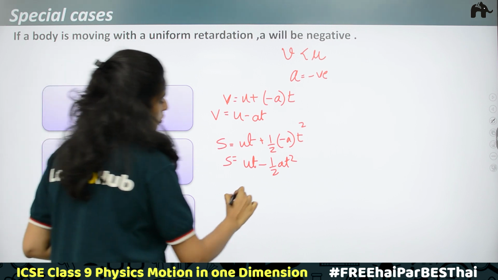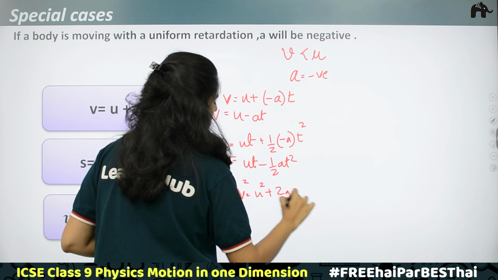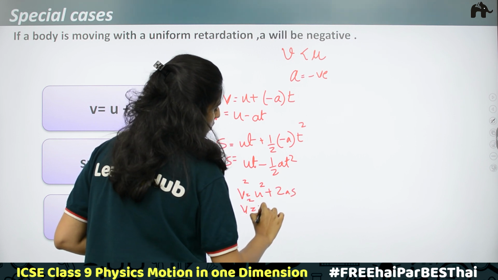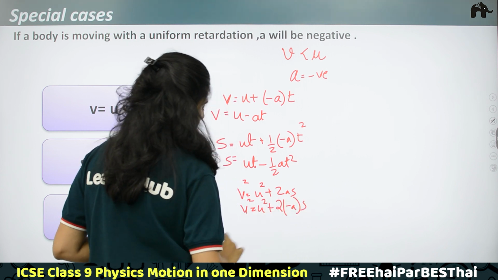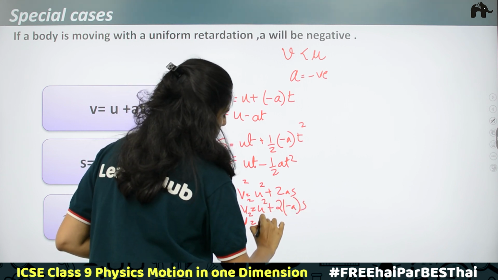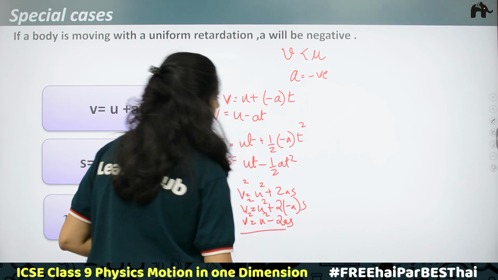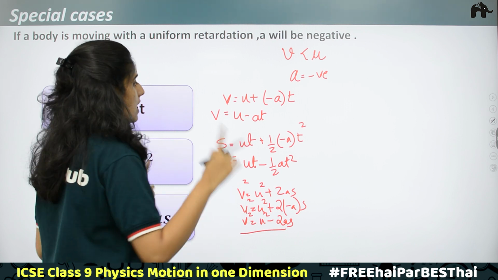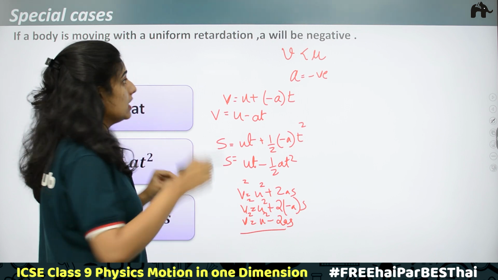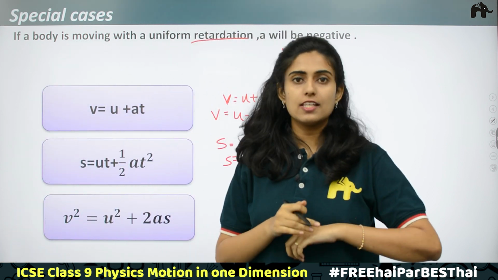Third equation of motion, V square is equal to U square plus 2AS. So here V square is equal to U square plus 2 into minus A into S. V square is equal to U square minus 2AS. So this is the third equation of motion. So this is how the three equations of motion change when the body is undergoing retardation or having a negative acceleration. A is equal to negative.